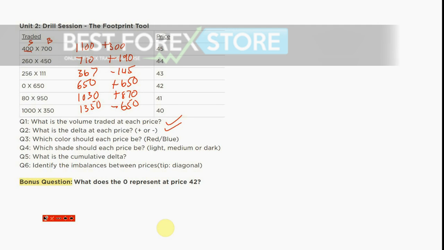Now, the color simply shows us whether it was buyers who won at that price or sellers who won at that price. So when the color is red, the sellers won, and when the color is blue, the buyers won. Okay, and by won we mean there was a positive impact on the delta. So very easily, we got a blue, a red, a blue, and a red. Okay, and then the next question is, what should each shade be at each price?